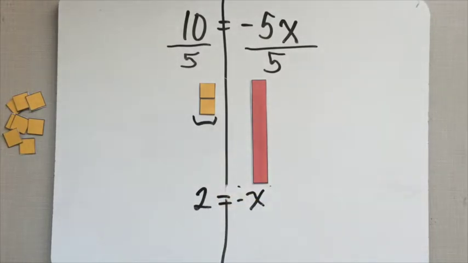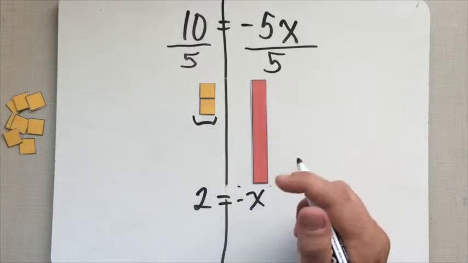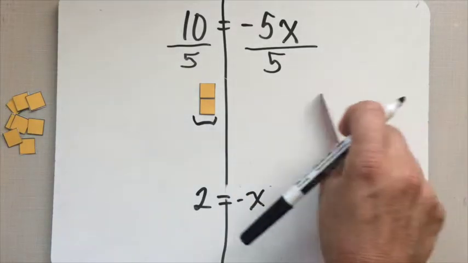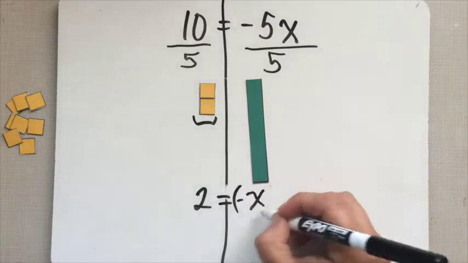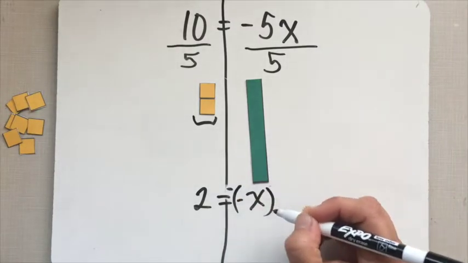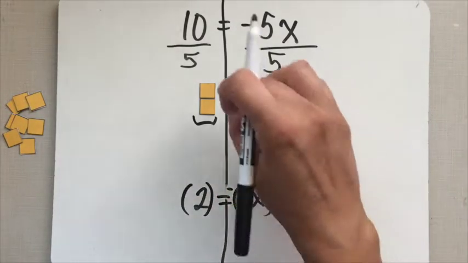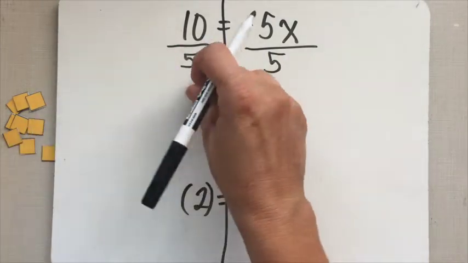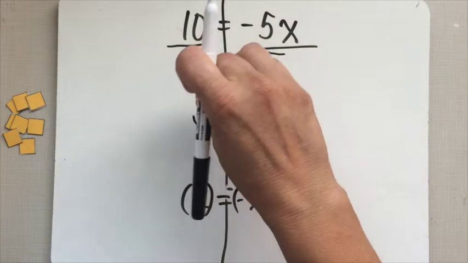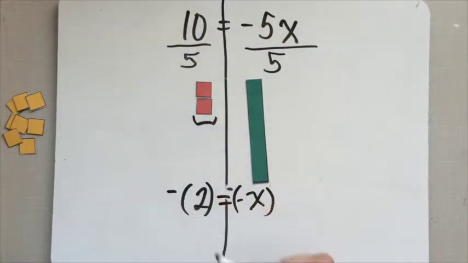Don't stop here. We don't want to know what negative x is. You have to go that extra step and take the opposite. I want the opposite of negative x. I want a positive x. So I'm going to take the opposite of positive 2, and that's going to give me a negative 2. So x equals negative 2.